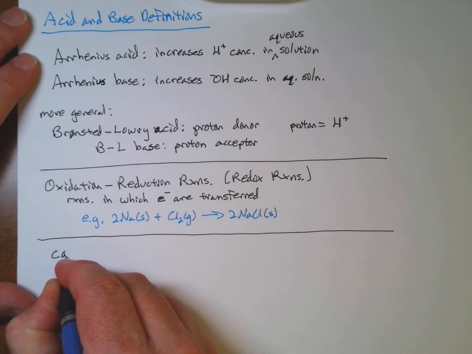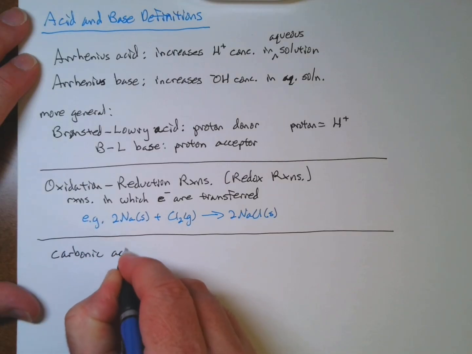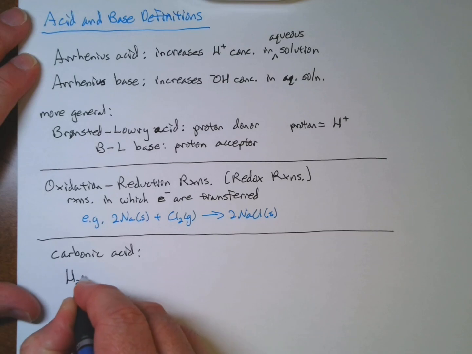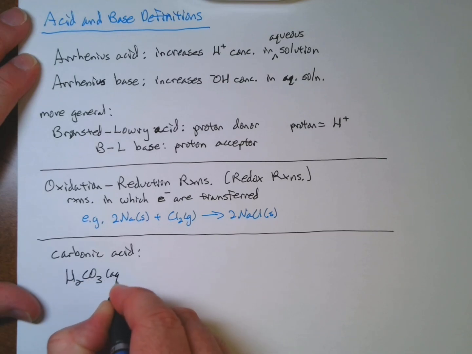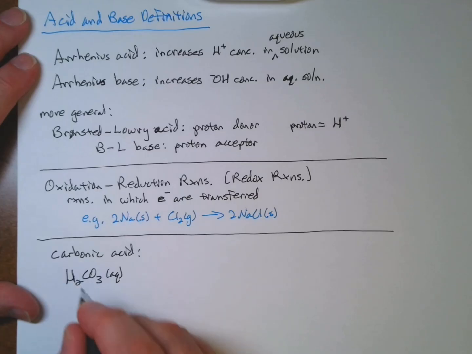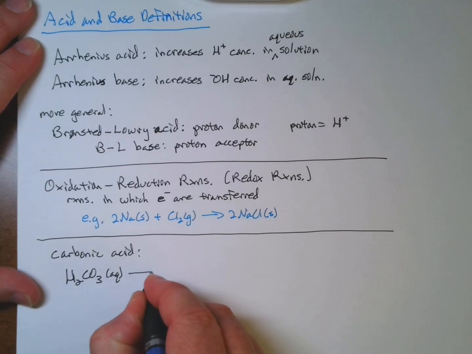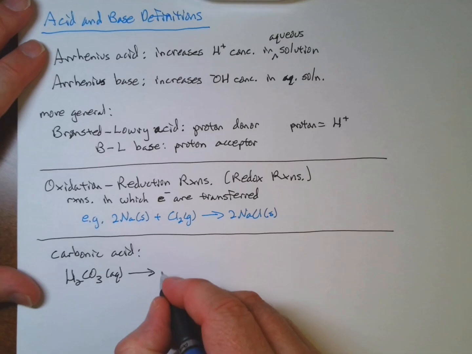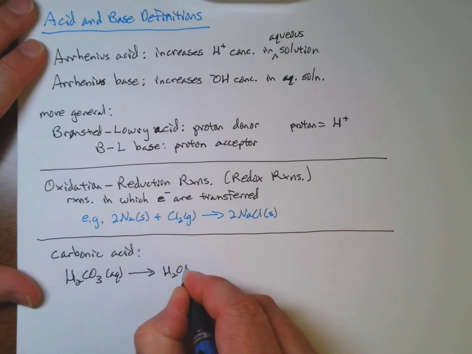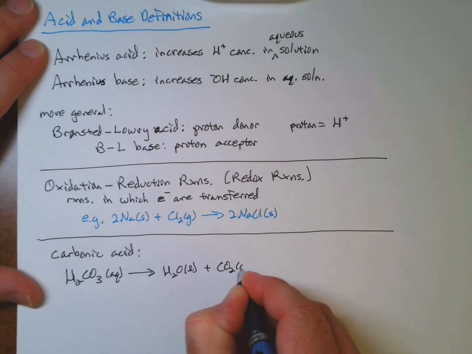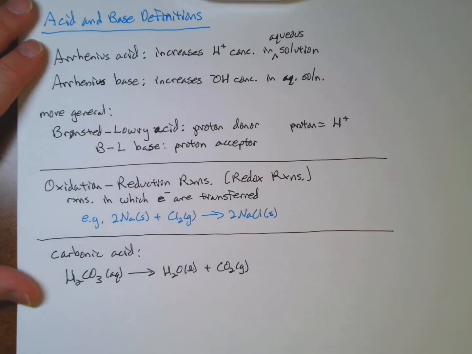And that is the curious case of carbonic acid. So this is carbonic acid. It's a carbonate ion with 2 additional protons, and it tends to fall apart and give us H2O liquid plus CO2 gas. So this is something to be on the lookout for. If you form H2CO3, then it's going to fall apart and you're going to get H2O and CO2.